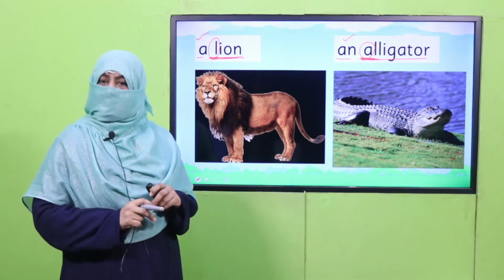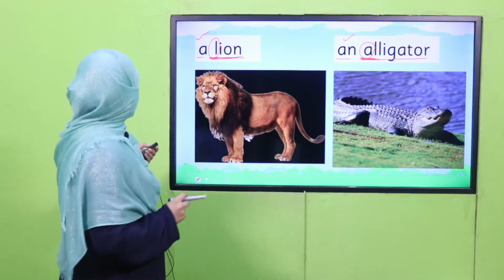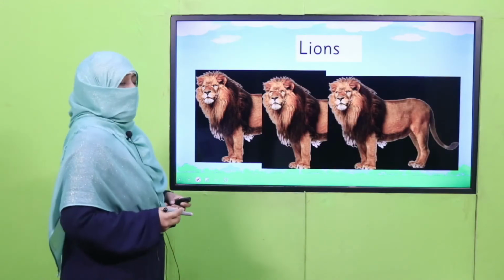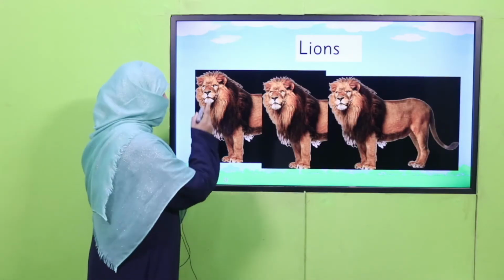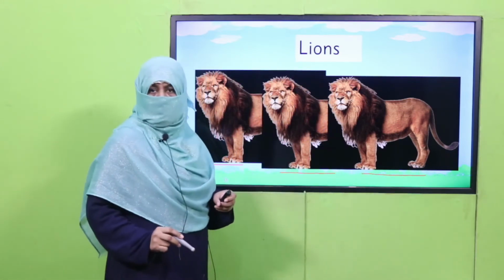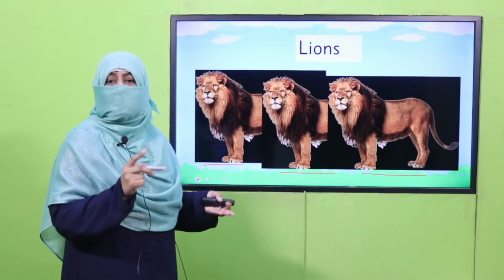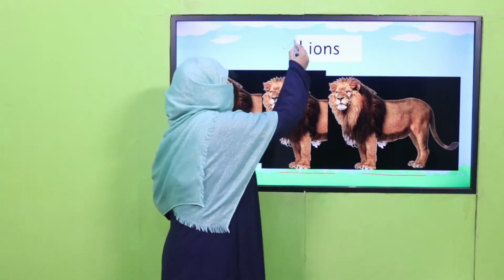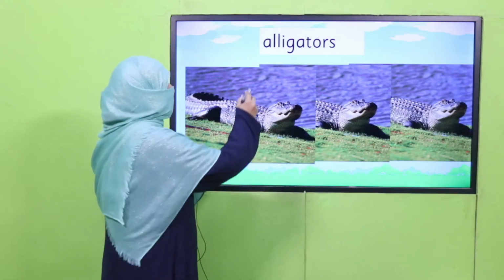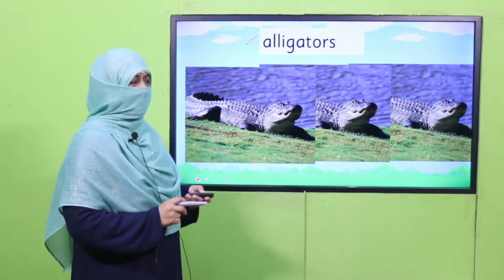Are you clear? Good. So far, a and an we have already studied. So it was a refresher, to recall the concept. But here, be careful. If lions are more than one, it means they are plural. We will not say a or an. We need not use an article. We will say lions. Likewise, if alligators are more than one, we will say alligators. Now we don't use a or an. Okay? All right.